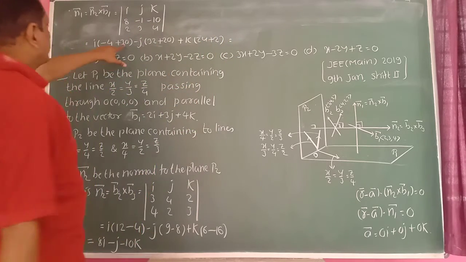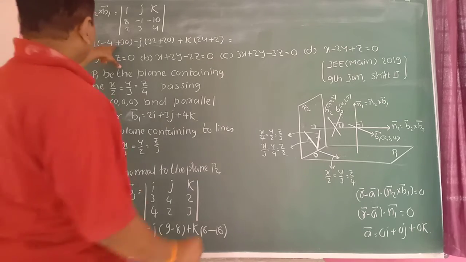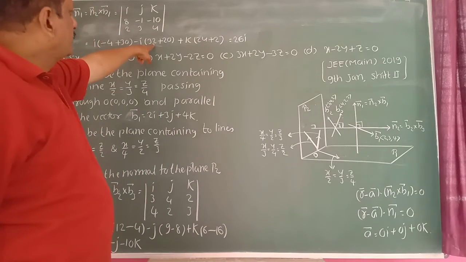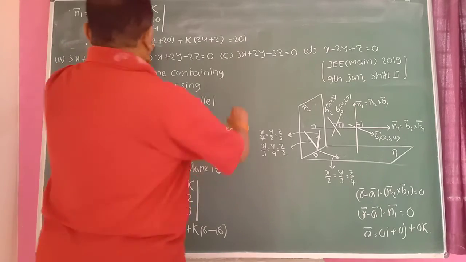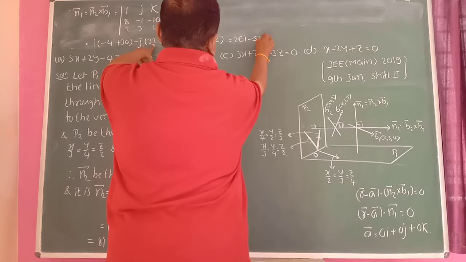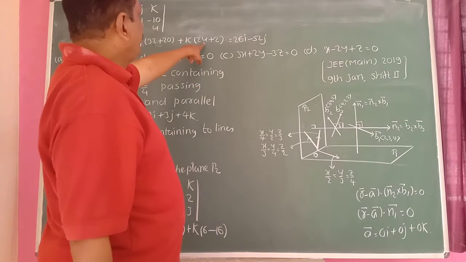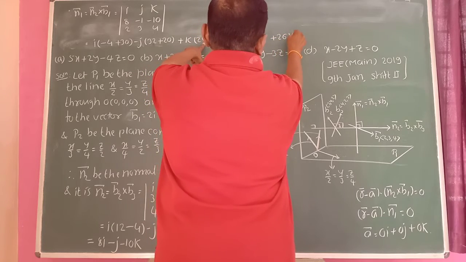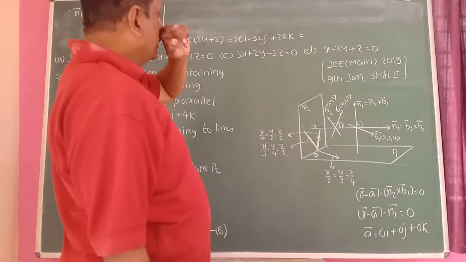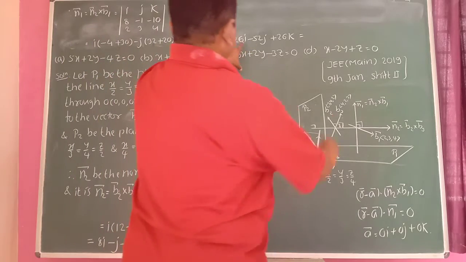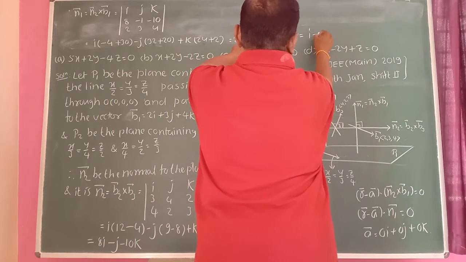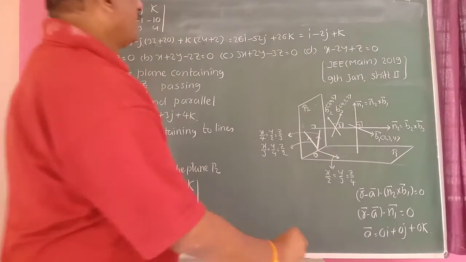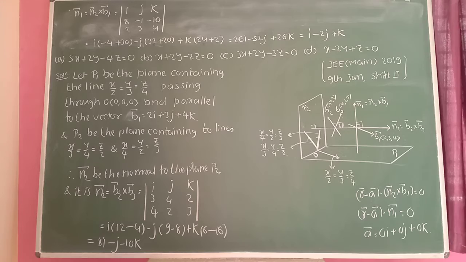Therefore, this is equal to 30 minus 4, 26 here, 26i. Then 32 plus 20, 52 here, minus 52j. 24 plus 2 becomes 26 here, 26k. Therefore, dividing both sides by 26, it gives i minus 2j plus k. So i minus 2j plus k.